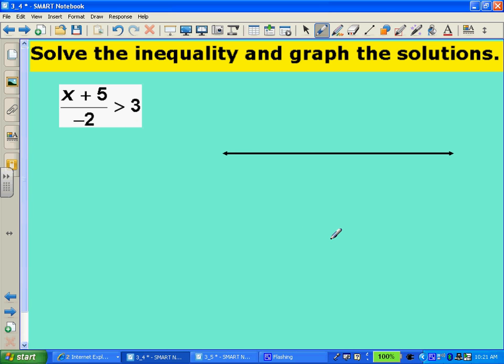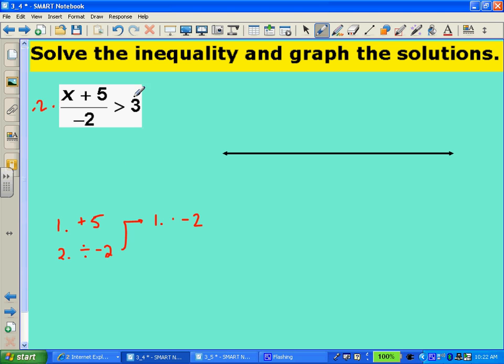Let's look at one that's a little bit tougher. Solve the inequality and graph the solutions. So here I have x. Now notice that x plus 5 is completely on top of this fraction bar, this division bar. So the first thing that happens to x is that it gets added by 5. After it's added by 5, it gets divided by -2. So in this one, I know that a lot of you probably thought the first step was -5, but the first step is actually times -2.